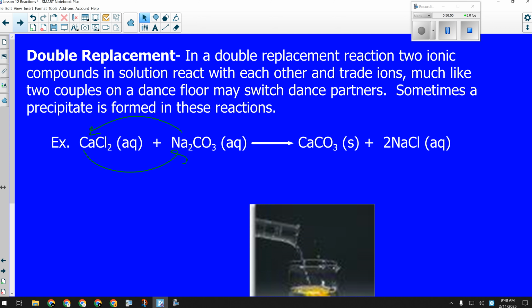On this side, calcium was with chlorine. On this side, sodium was with chlorine. On this side, sodium was with carbonate. On this side, calcium is with carbonate. We just swap the metals, and we've got our new compounds. That way, we always make 2 new ionic compounds by just swapping the metals.